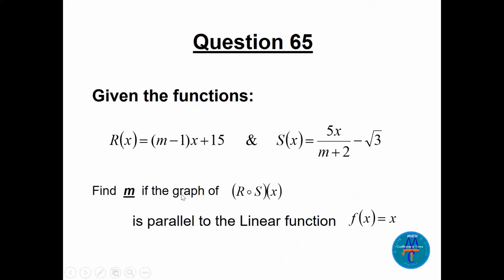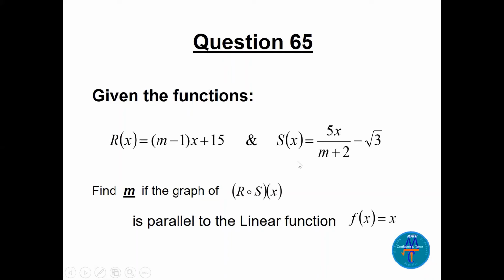Nice question. Given the functions r(x) = (m − 1)x + 15 and s(x) = 5x over (m + 2 − √3). Find m if the graph of r∘s, so we have to find the composition here, is parallel to the linear function f(x) = x. Parallel means the slope of this line, which is 1, you see the slope is 1, and you find the slope of this line and you make them equal.